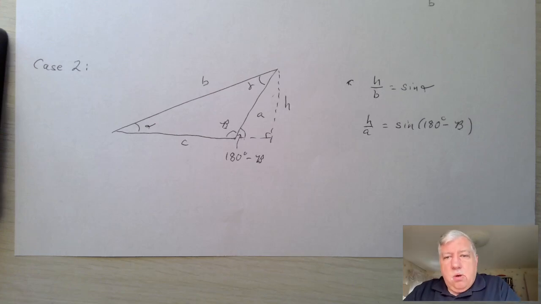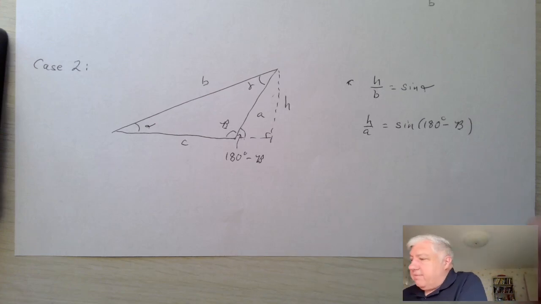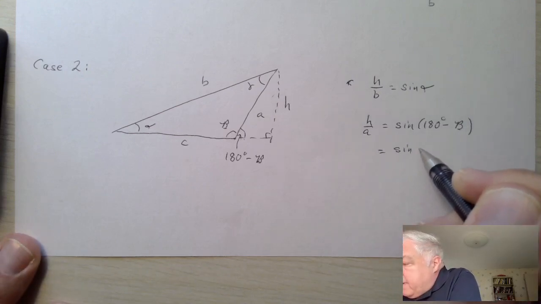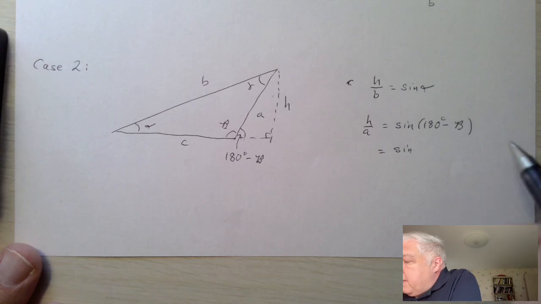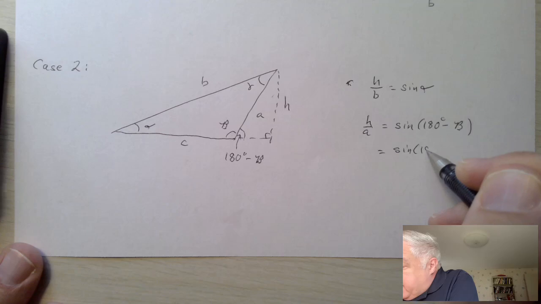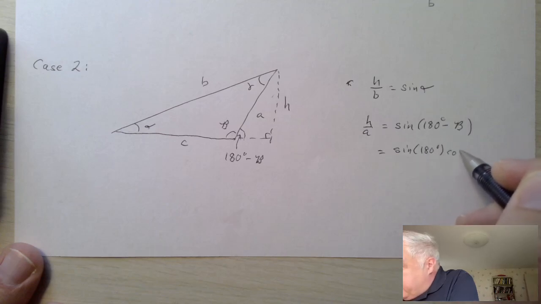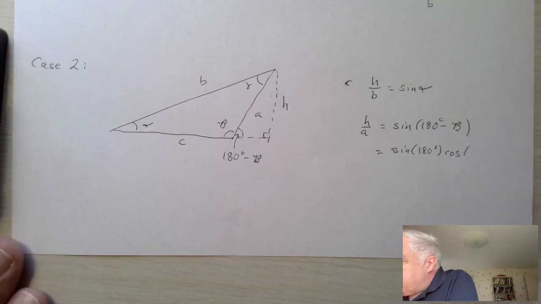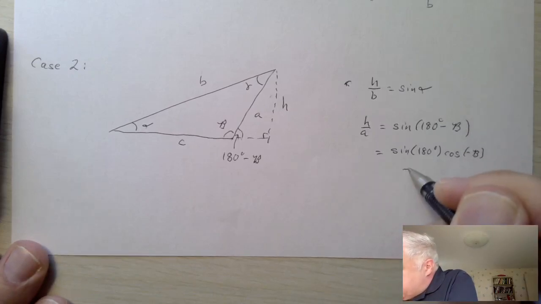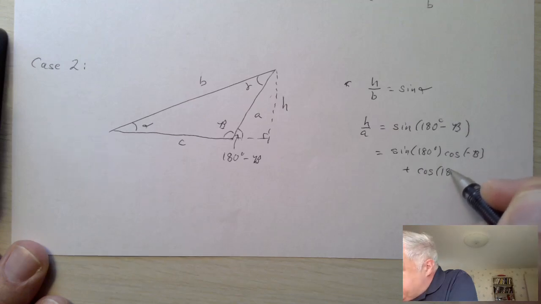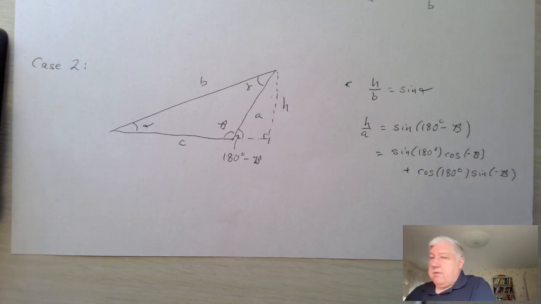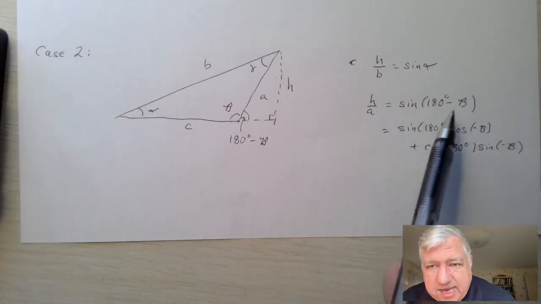Okay, but what is this? Remember, this is actually going to be equal to the sine of... if you use the difference formula, this will be the sine of 180 times the cosine of beta, or actually, why don't we just use the sum? This will be the cosine of minus beta plus the cosine of 180 times the sine of minus beta. Okay, we're just treating this as 180 plus negative beta.